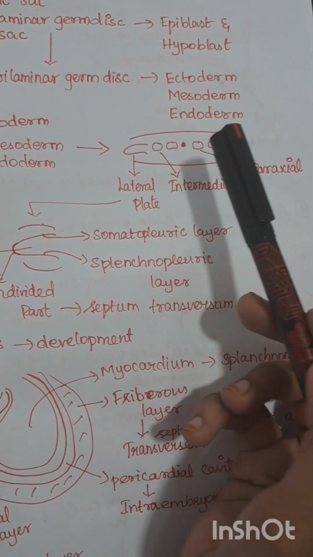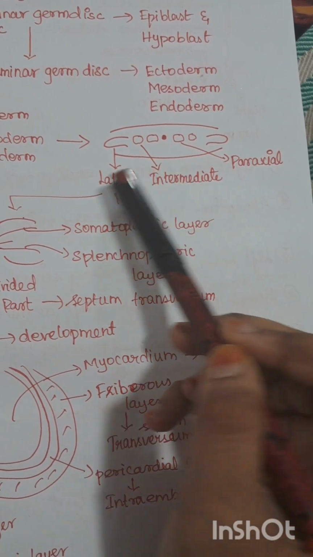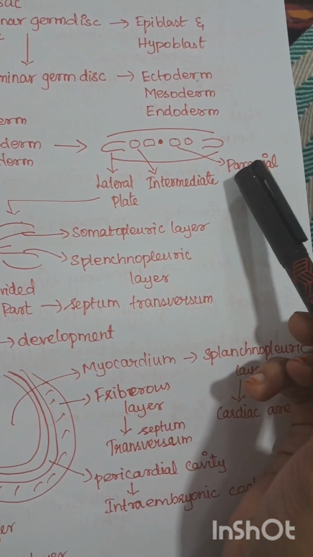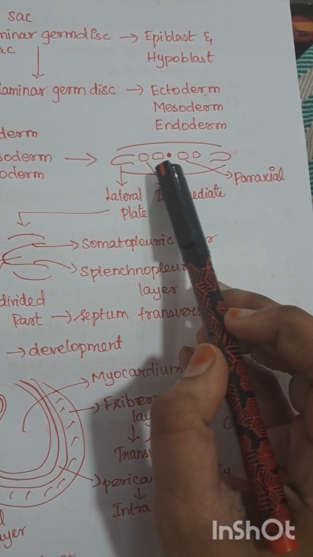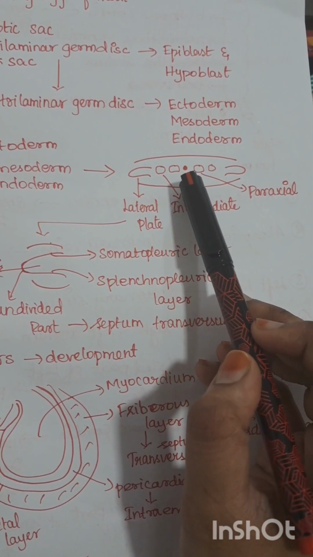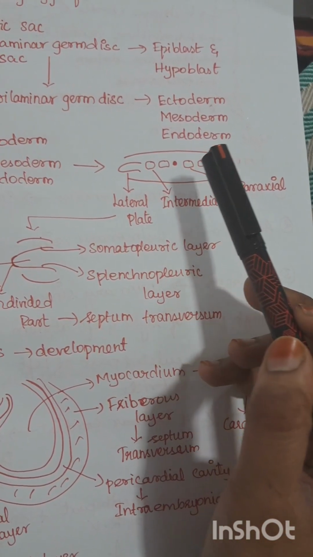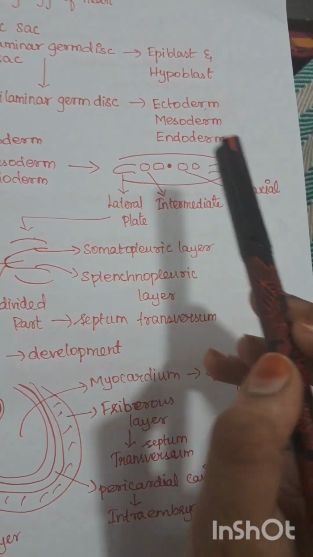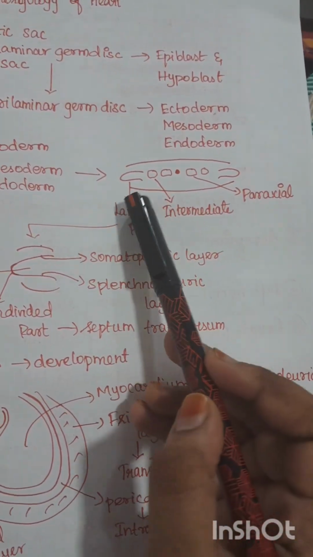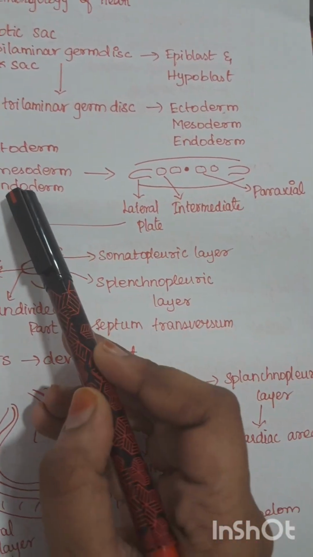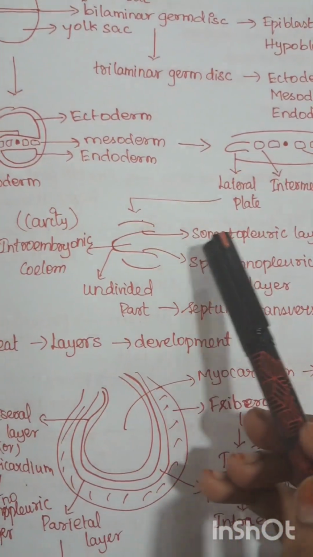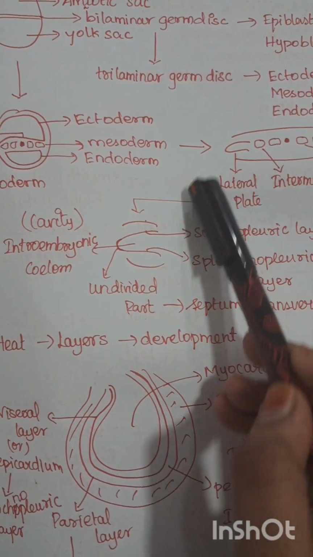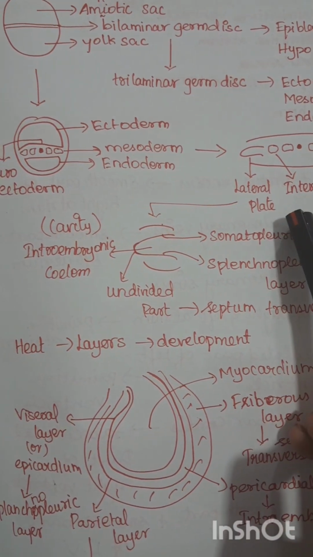This mesoderm is again divided into lateral plate, intermediate and paraxial parts. And here we have the notochord. The shaded dot is the notochord. So these are the mesoderm parts. The lateral plate of mesoderm is mainly involved in the formation of the heart. So here we are going to see only the lateral plate of mesoderm.